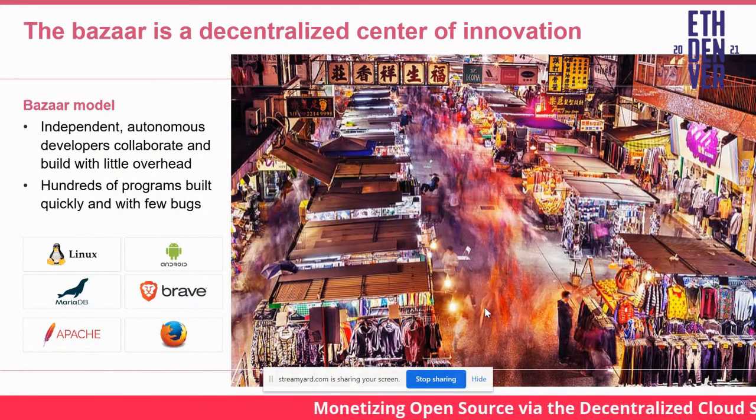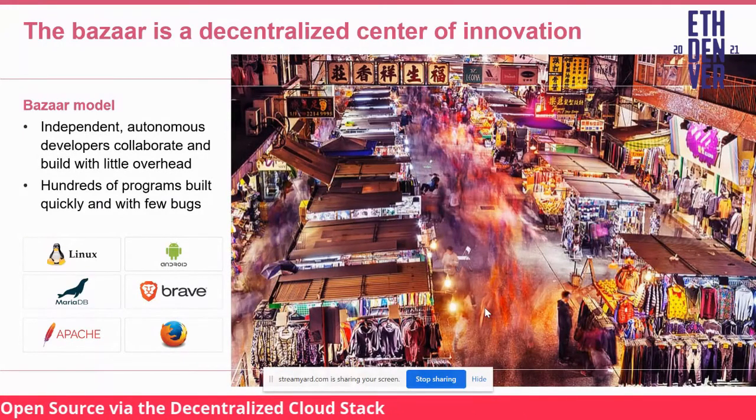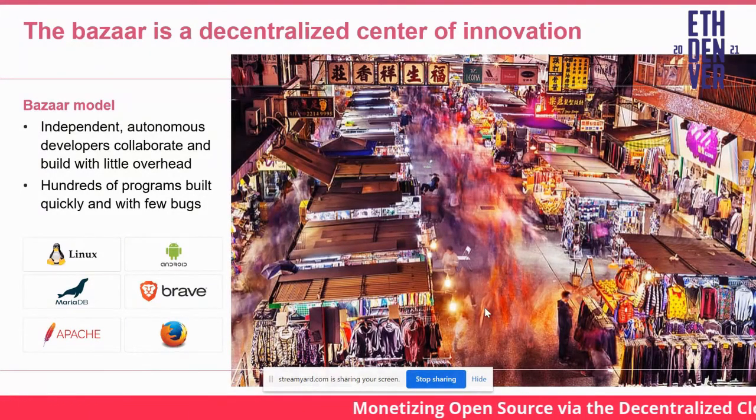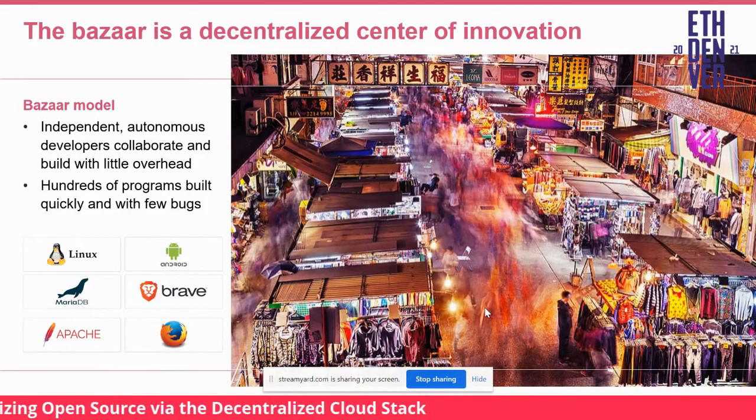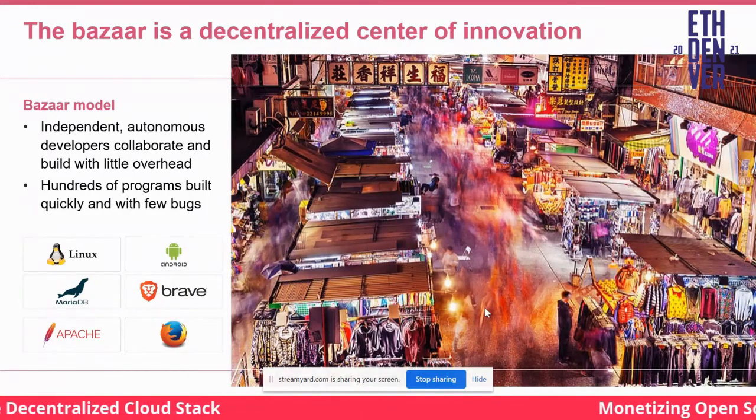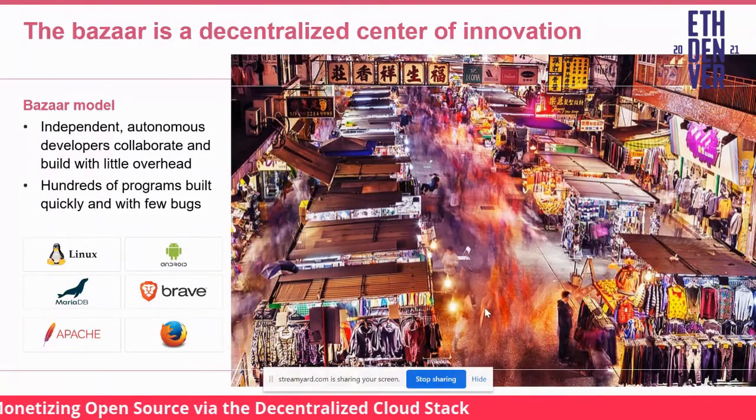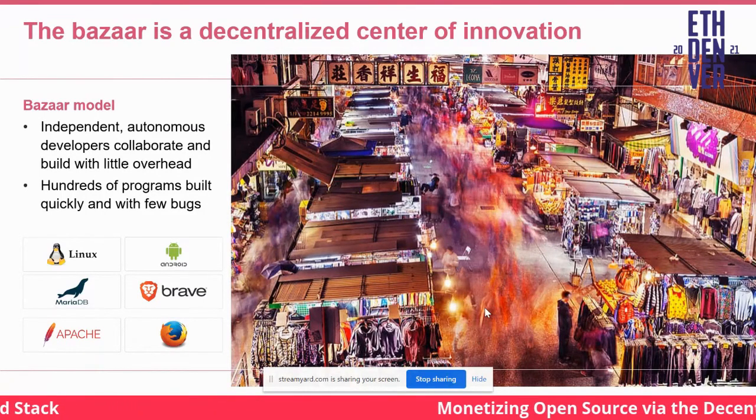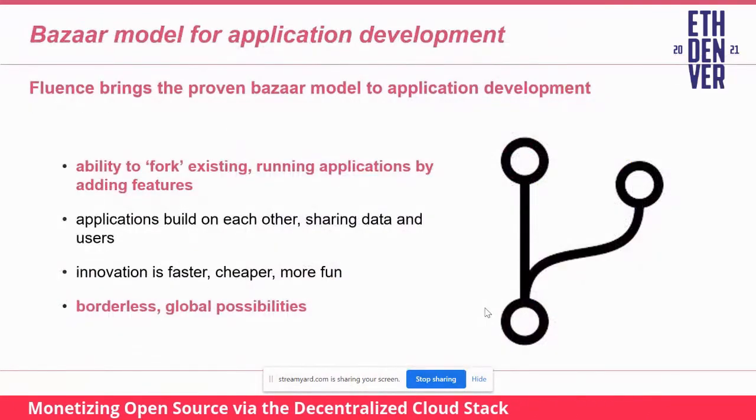The bazaar, we all know here, has generated a huge amount of innovation as independent autonomous developers collaborate and build with little overhead. It's almost embarrassing to put programs here because everyone here knows them, but that has led to huge innovation, and really benefited society ultimately to have this level of collaboration. That collaboration and openness has existed for software. But why not have that exist a level higher, at applications? And that is really what Fluence does.